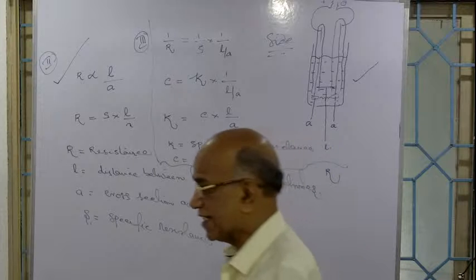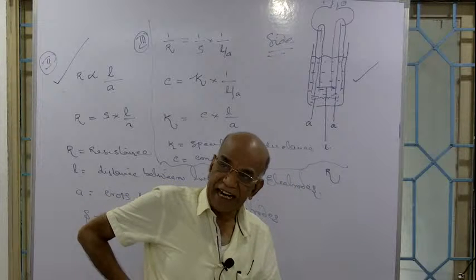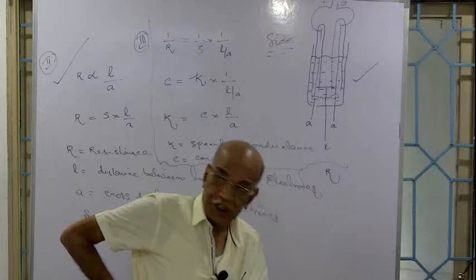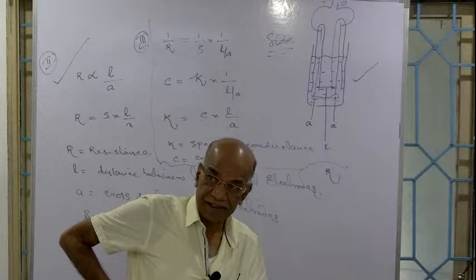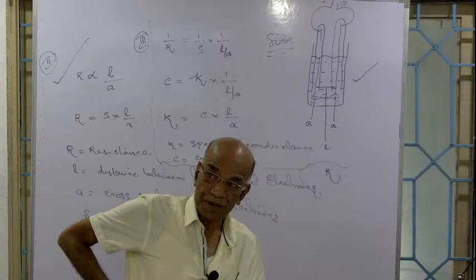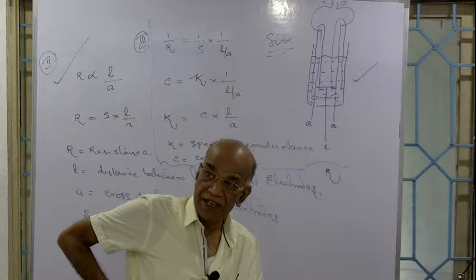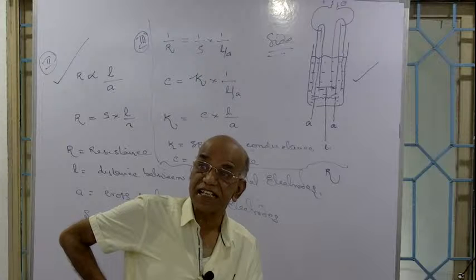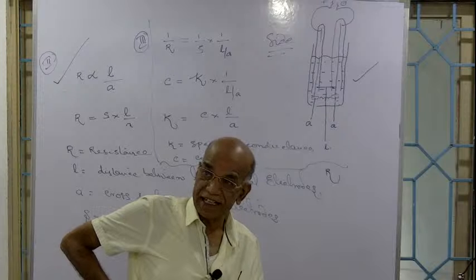So specific conductance of an electrolyte is defined as the conductance of the solution, which is produced because of the electrolyte and enclosed between the two parallel electrodes having a distance of 1 centimeter or 1 meter, with 1 square centimeter of cross-sectional area.